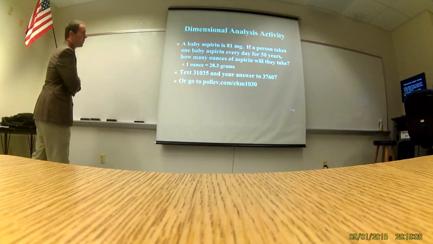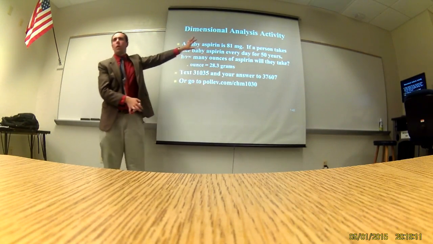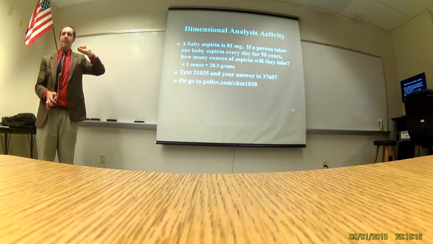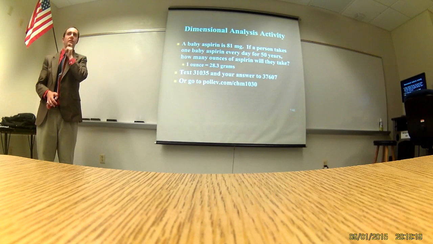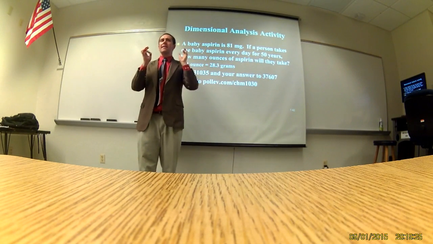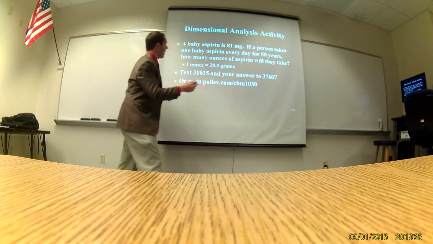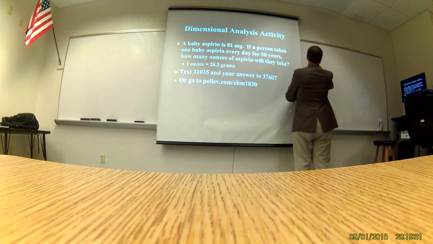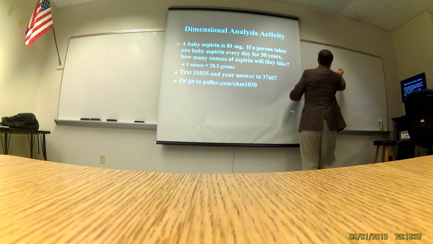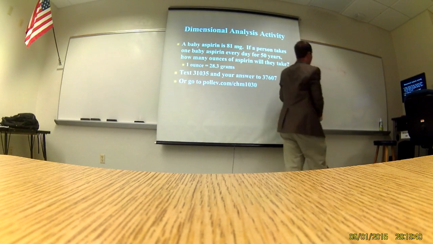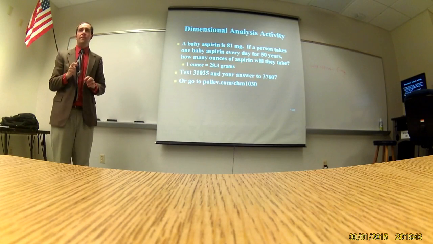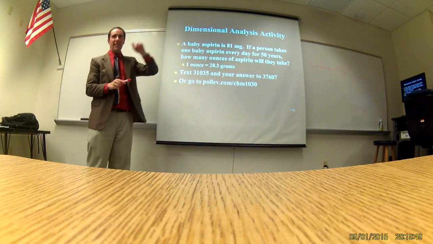Okay, so where do you start? What number do you have to start with? 50 years. If you look at it, a baby aspirin is 81 milligrams. That is a statement, right? You can rewrite that: one baby aspirin equals 81 milligrams. That is a conversion factor. That is not where you're starting. That's just a conversion factor in words. So the only other thing here is 50 years.